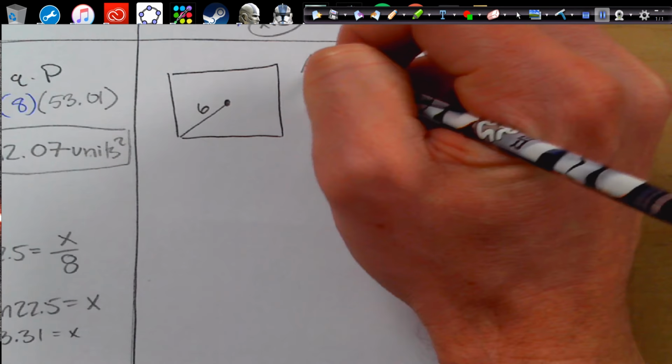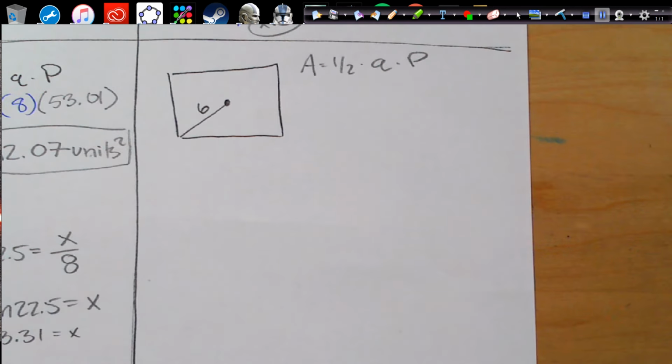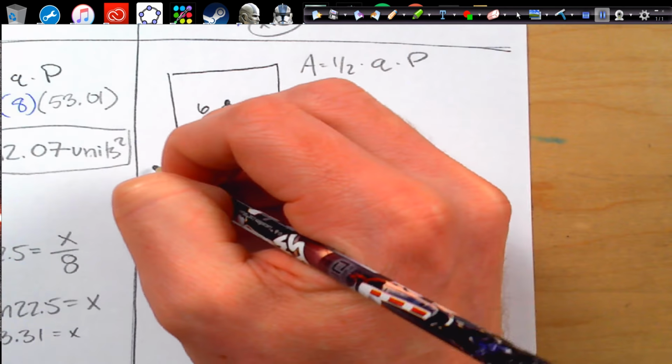First thing we should do is write the formula. Did they give me the apothem? Nope. Did they give me the perimeter? Nope. Can we find it? Yep. First step, central angle.